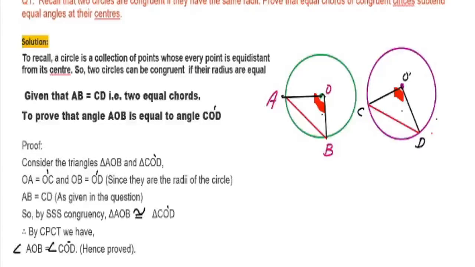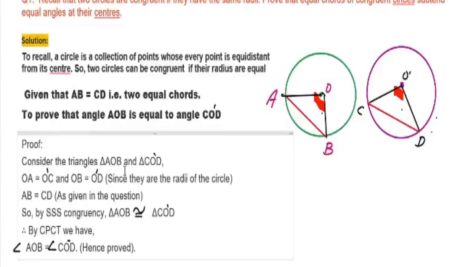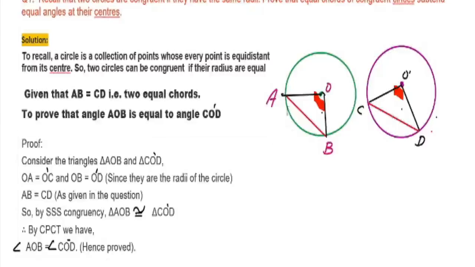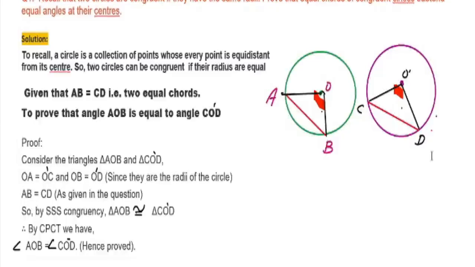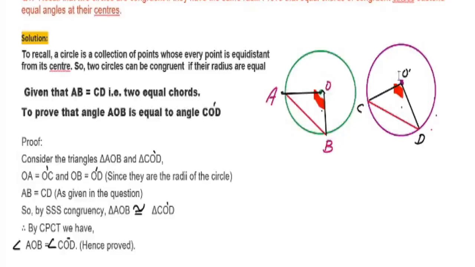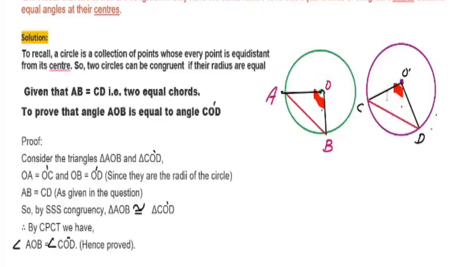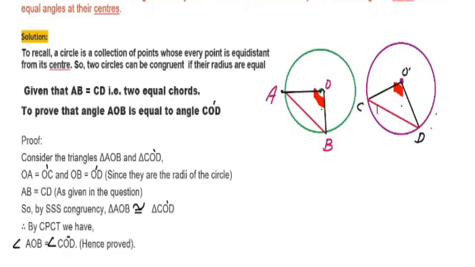Now come to the proof. First consider triangle AOB and triangle CO'D. Here you can see OA equal to O'C because they are radii of the congruent circles. Therefore they are equal. And OB equal to O'D, they are also radii of the circles. And AB equal to CD as given in the question.